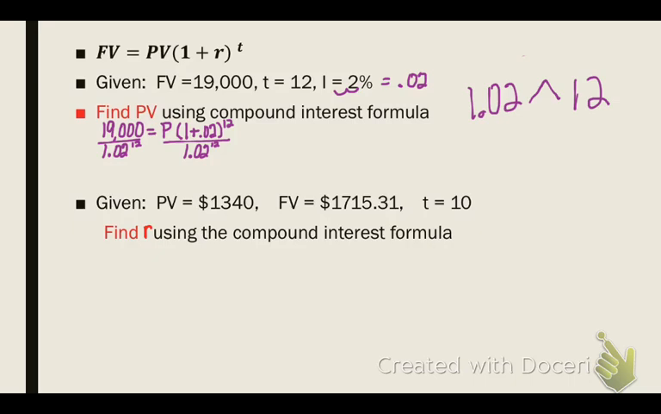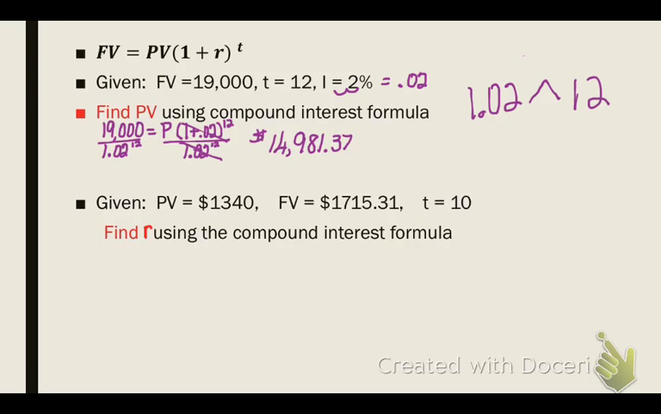And when you do that, you are going to get that your present value is $14,981 and 37 cents, and that's rounded. Okay, you're also going to be asked to find what your interest rate is.